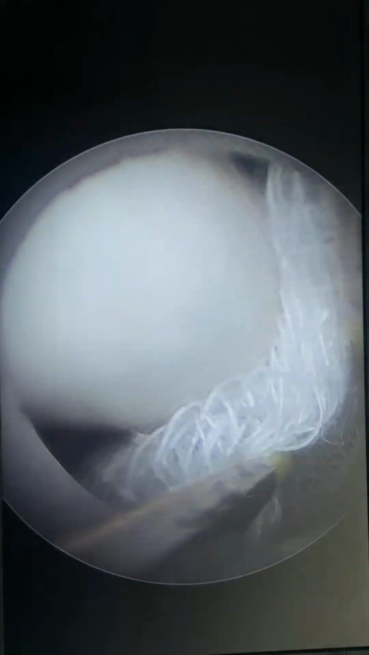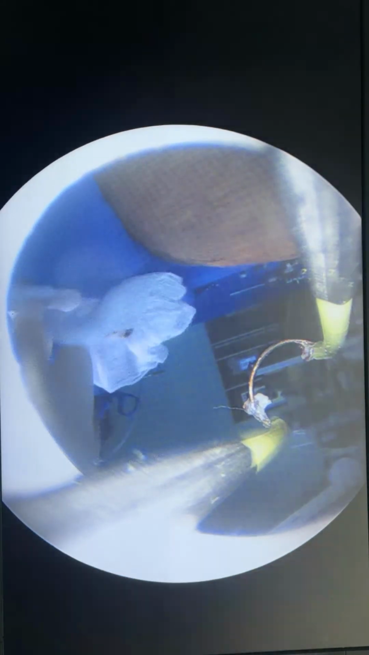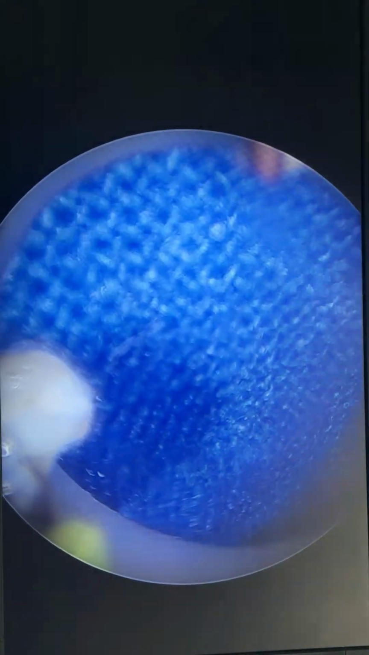Can we have the syntocinon a little faster? Lot of bleeding. Light bleeding. The uterus doesn't look to be hard enough. Prostadin.